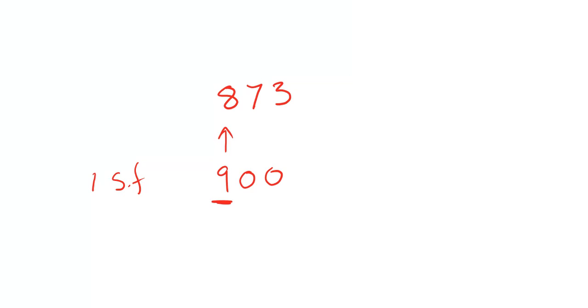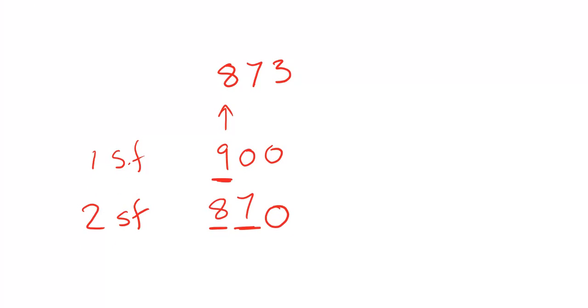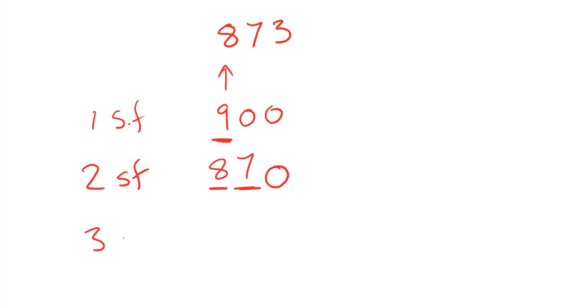Okay, now if I wanted to round this to two significant figures, then from the left, I'm allowed to only have two numbers that are non-zero, and everything else has to be 0. So in this case, it would be 870. If I wanted this number rounded to three significant figures, then that would be 873, just as it is to start with, because I have three non-zero numbers at the front.